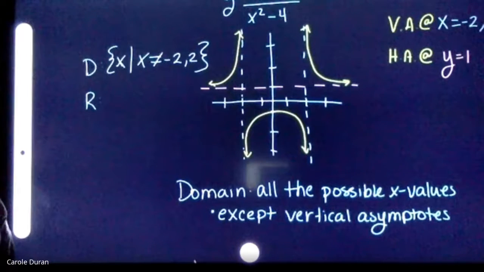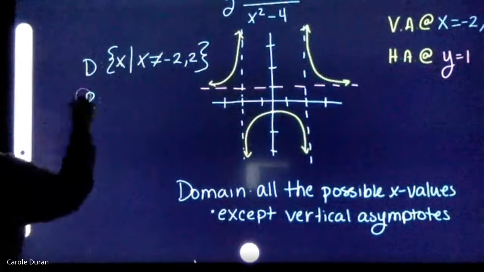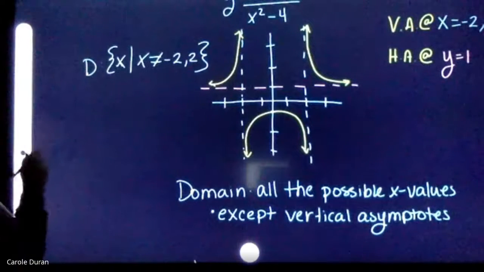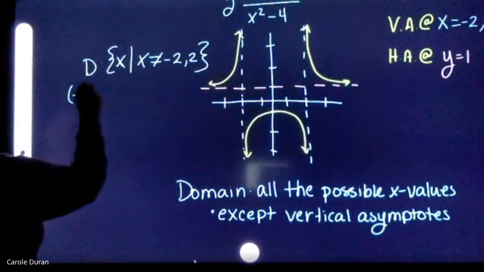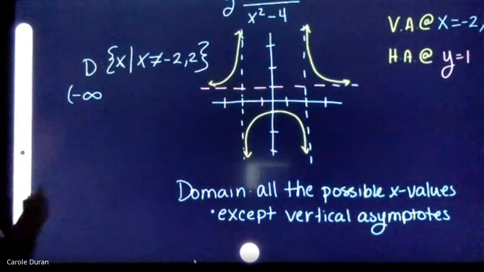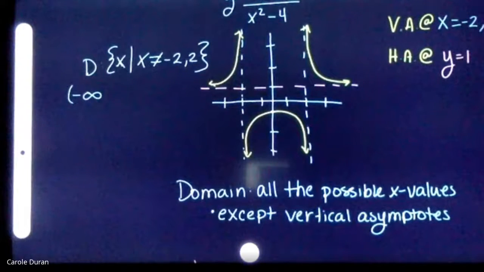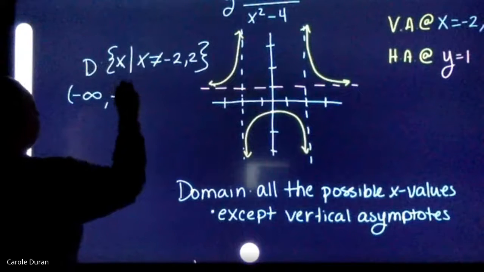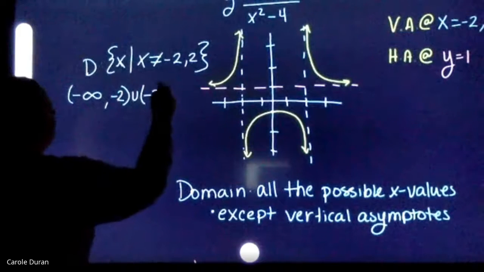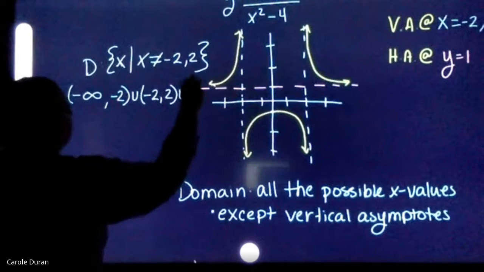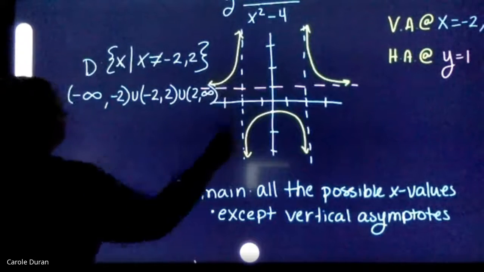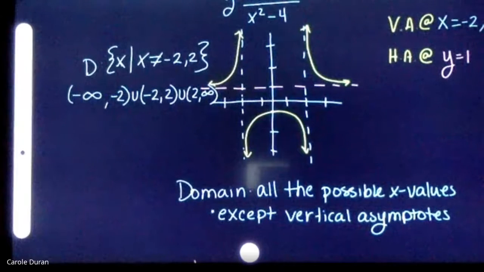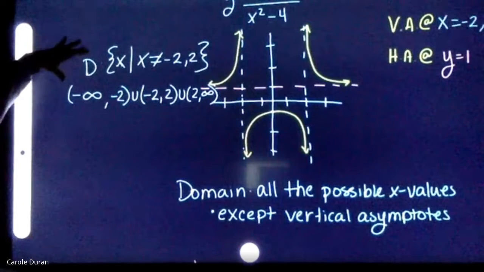I don't really like that way as much for you guys because I don't think you really process or understand what it means. The other way we can write it is we could do -infinity to infinity, breaking at those asymptotes. So I would do -infinity to -2, union, -2 to 2, union, 2 to infinity. And then that would be my domain. Either one of these are acceptable answers.